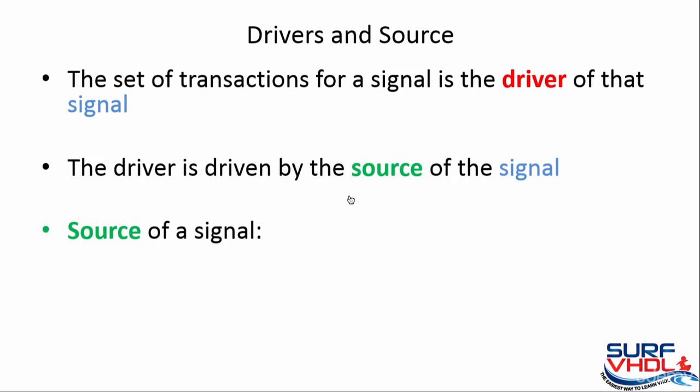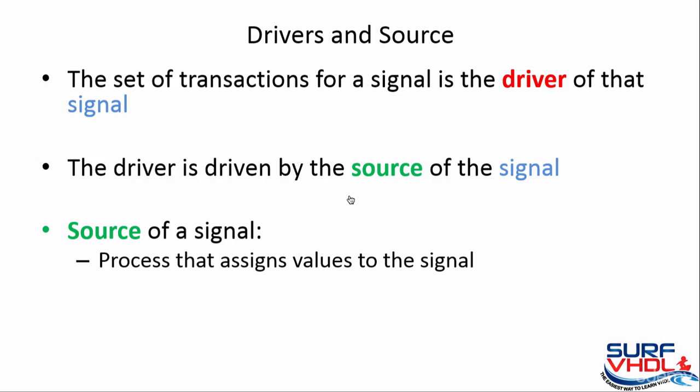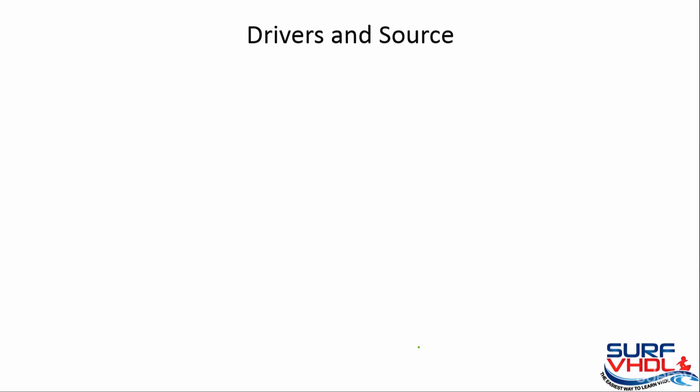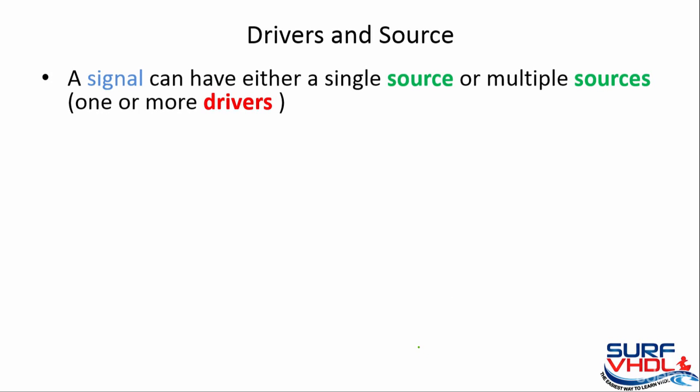The source of the signal is either a process that assigns a value to the signal, or a connection of the signal to a port of type in, in-out, or buffer. A signal can have either a single source or multiple sources, therefore one or more drivers.